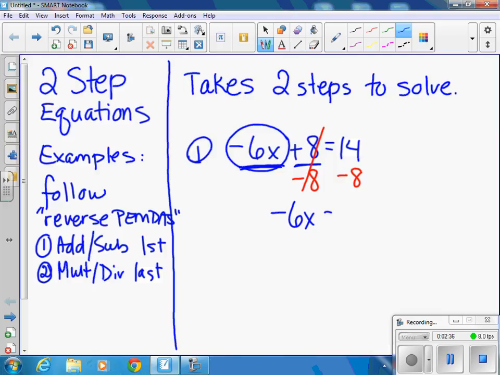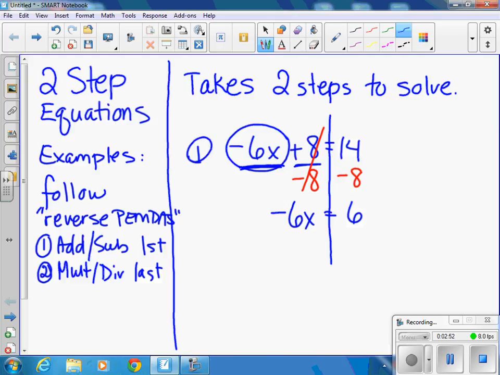So I'm going to rewrite it right down here. Bring down my equal sign. Remember to keep this nice and lined up. If you want to use the wall, you can use the wall. And now we have 14 minus 8. Excuse me, we get 6. Okay. Now this looks like our one-step equations that we've been doing already.